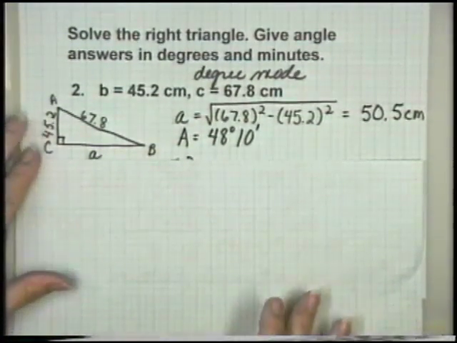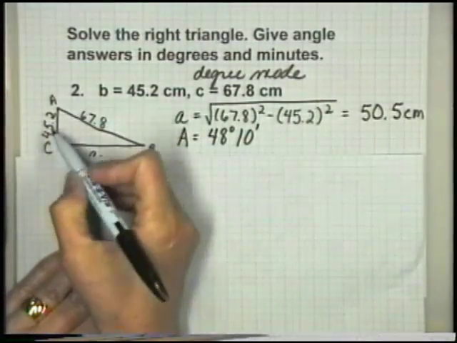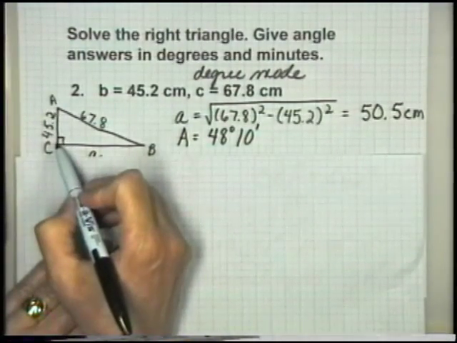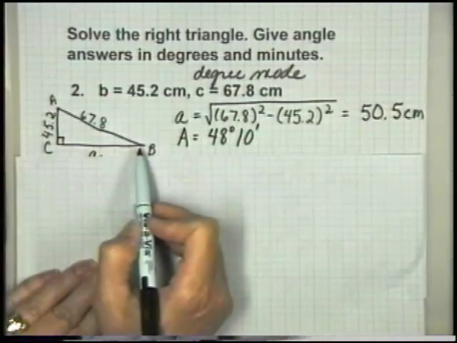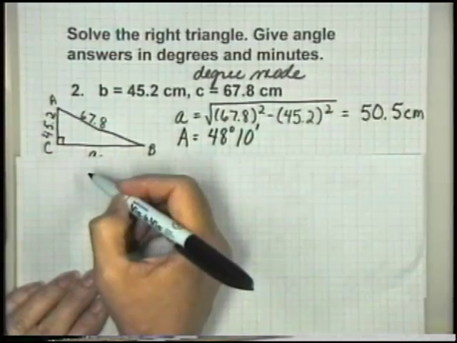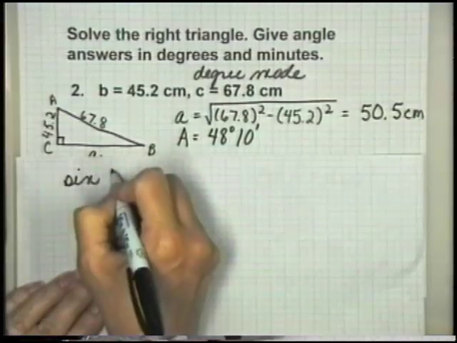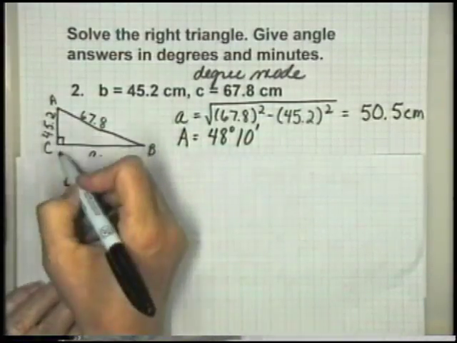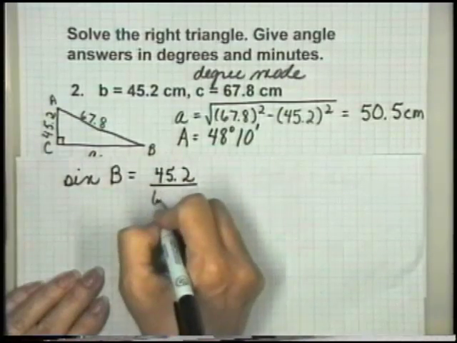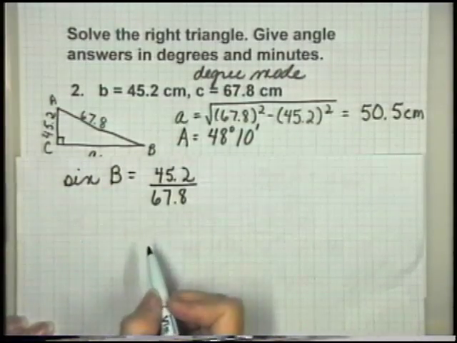When I try to find angle B and I'm looking at what was given, well, I was given side B, which is opposite angle B. It's the leg that's opposite angle B, and I was given the hypotenuse. So the function of angle B that I can use to set up an equation is the sine of angle B equals opposite, which is 45.2, divided by hypotenuse, which is 67.8.